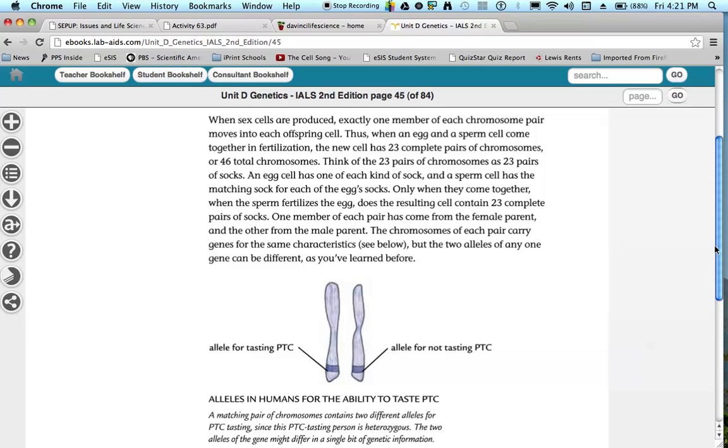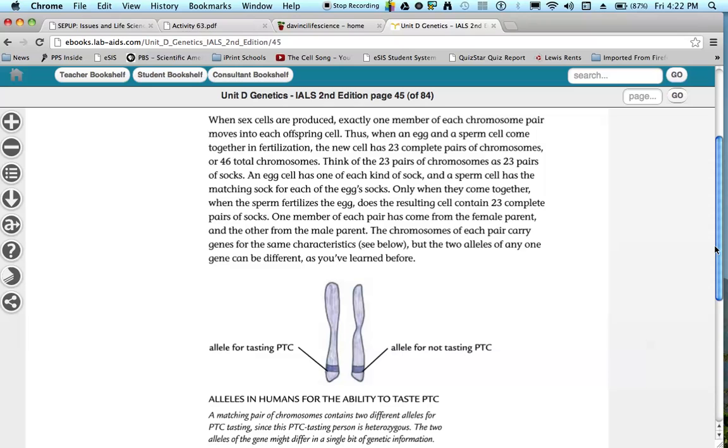When sex cells are produced, exactly one member of each chromosome pair moves into each offspring cell. Thus, when an egg and a sperm cell come together in fertilization, the new cell has 23 complete pairs of chromosomes, or 46 chromosomes. Think of the 23 pairs of chromosomes as 23 pairs of socks. An egg cell has one of each kind of sock, and a sperm cell has the other matching sock for each of the egg socks.